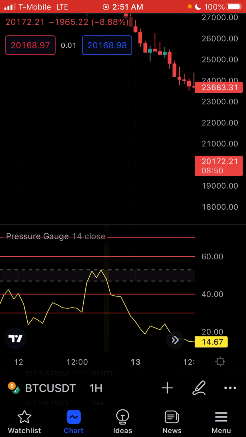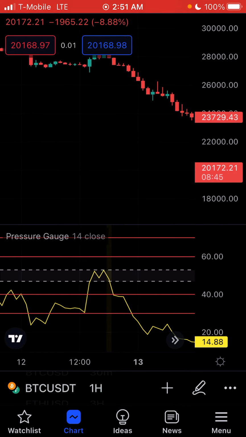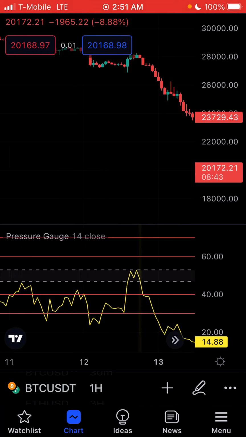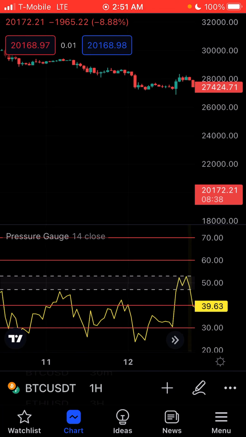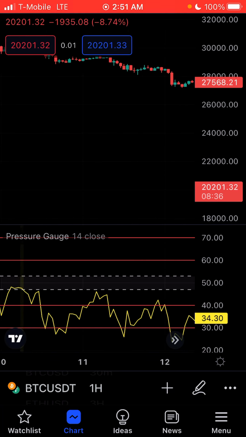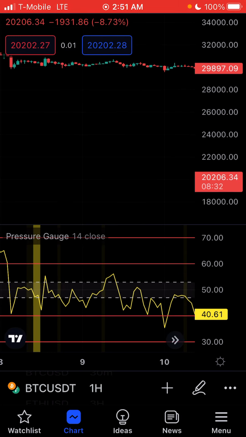So let's use another example, and let's just find another. I kind of want to eliminate that indicator. I just want to train you guys into seeing the pressure gauge. That's the first thing. Finding the pressure gauge is the most important thing first. So let's just zoom here and find a pressure gauge. Here's a good one right here.